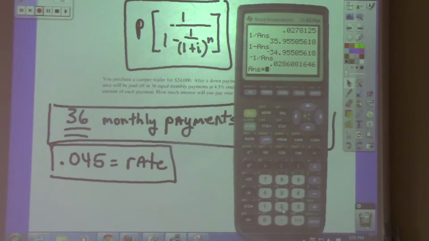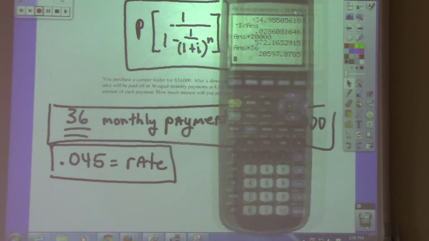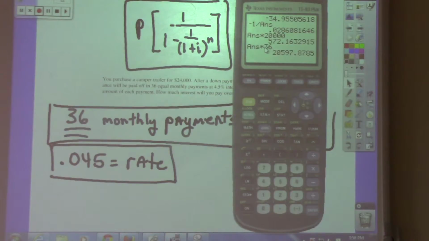Is that what we got? 572 dollars a month. Everybody with me? That's your payment. $572 a month. Now how many months we got it for? 36. Times 36. And that's equal to $20,597. Did I get that right? Let me make sure. Yeah, times 36.